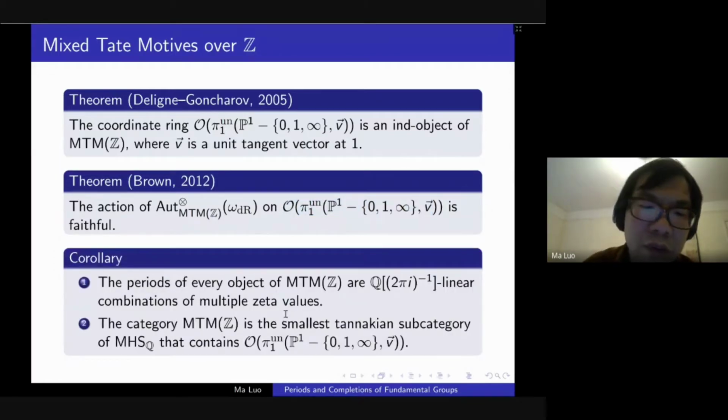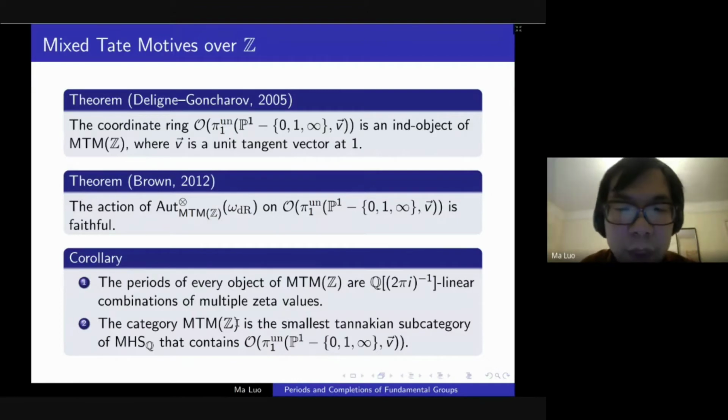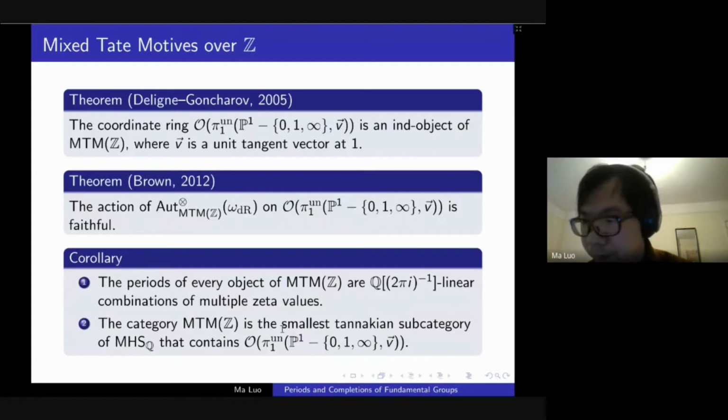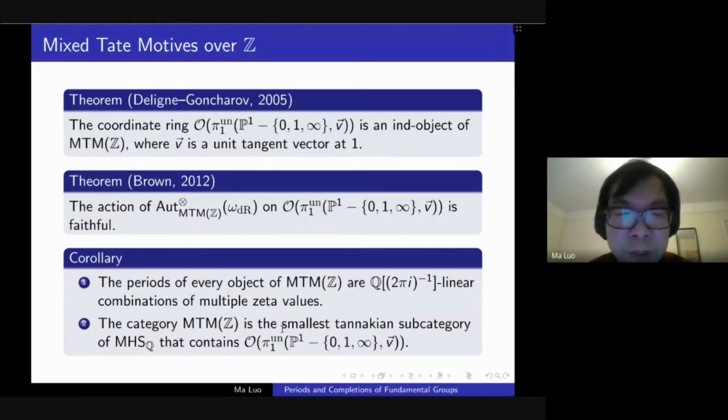And so there's another way to construct this category of mixed Tate motifs. It's by saying that this category is generated by this coordinate ring of the unipotent fundamental group as a Tannakian subcategory of maybe mixed Hodge structures. So this seems like a very promising workaround if you want to construct categories of motifs in other cases. This is what we will do later. But the price you pay is that maybe you have to work with mixed Hodge structures, and that's not really motifs.